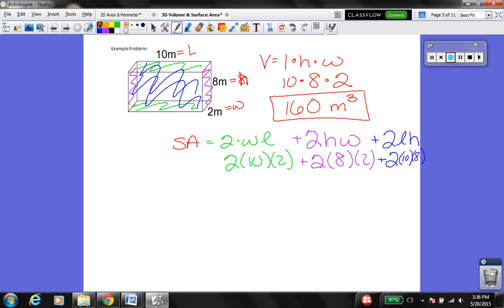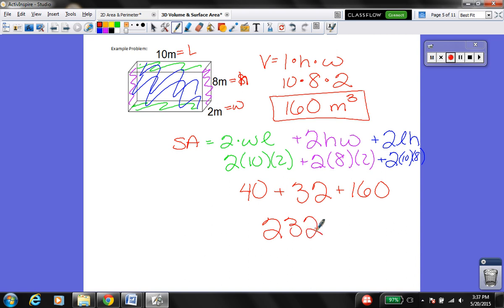So let's multiply it all out. 2 times 10 times 2, 40. 2 times 2 is 4, times 8 is 32. 2 times 10 times 8 is 160. Add them all up, 232.